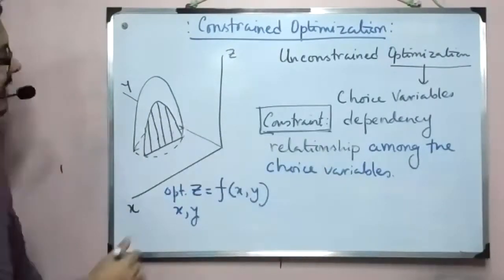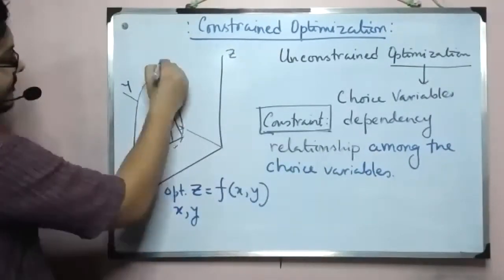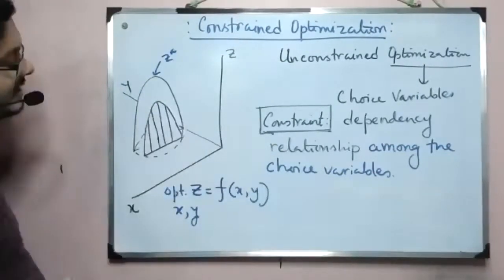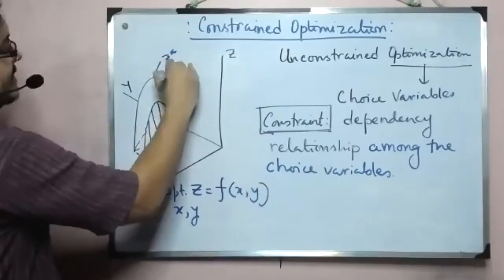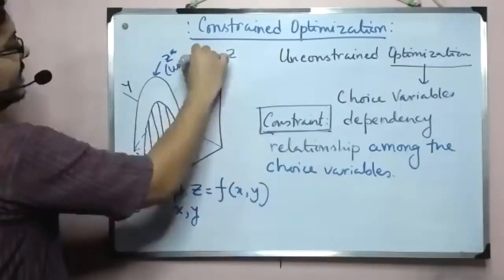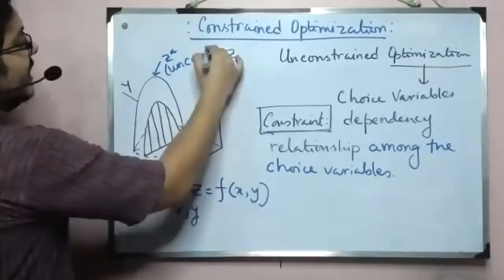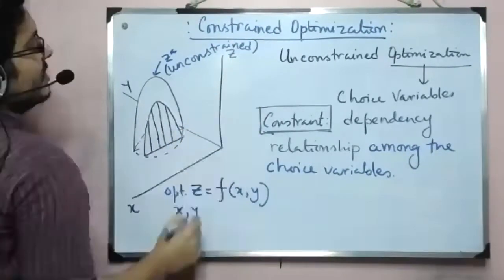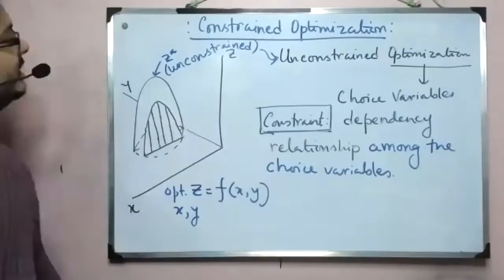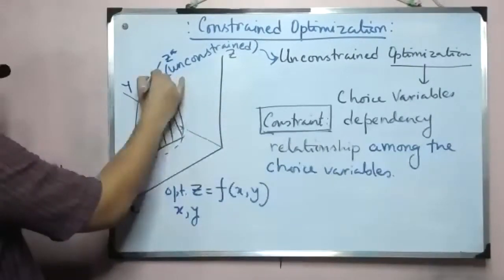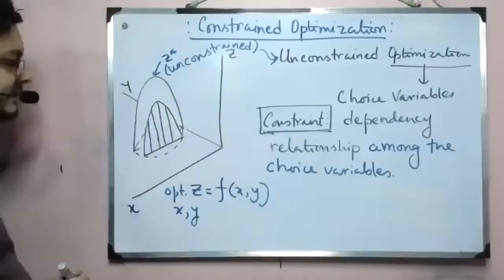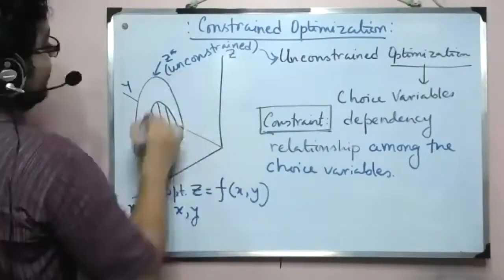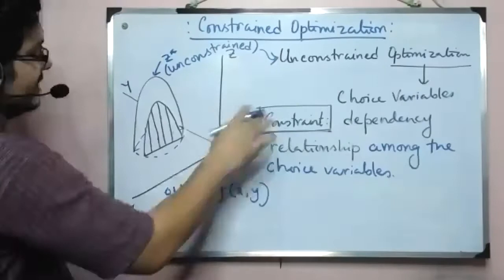Now if I maximize, then typically the peak of this dome is this. So this will be our Z star, but this Z star will be our solution if we solve an unconstrained problem. So if we solve this problem, then we will get the value of Z star at this point. Sometimes, as you'll see in the book, it is called a free maximum. So there is no constraint.